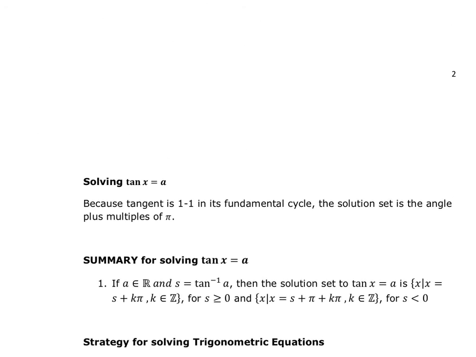So tangent is different. Tangent's range is everything. So if you get numbers outside of -1 and 1, then you get an answer, because the range of tangent and cotangent is everything.